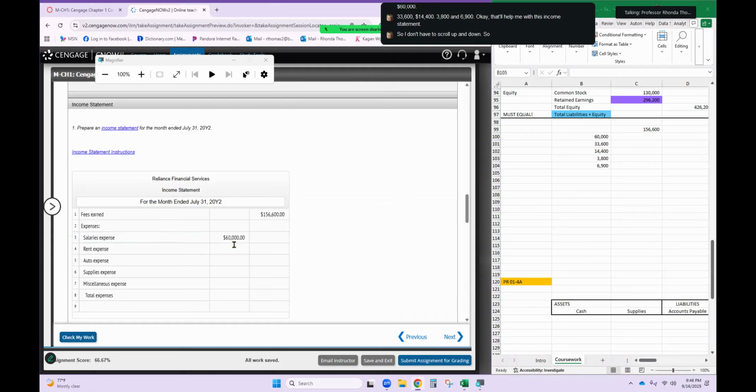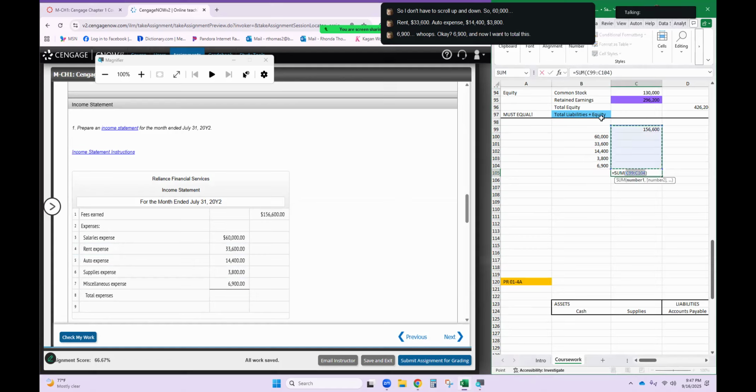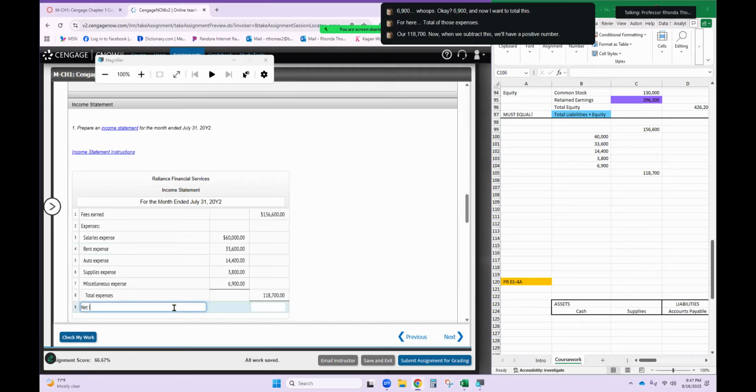So 60,000 rent, 33,600 auto expense, 14,400, 3,800, 6,900. Whoops. Okay. 6,900, and now I want to total this for here. Total those expenses are 118,700. Now, when we subtract this, we'll have a positive number, which is net income. Net income.